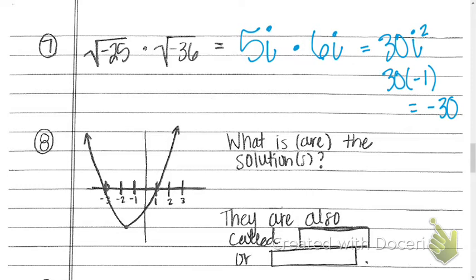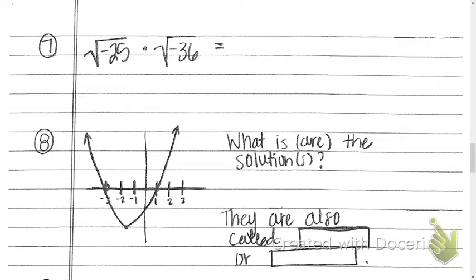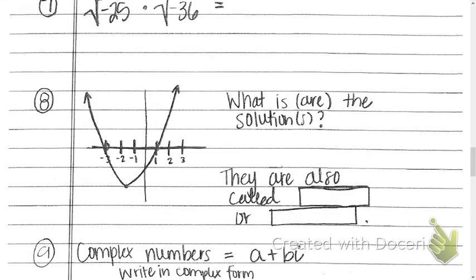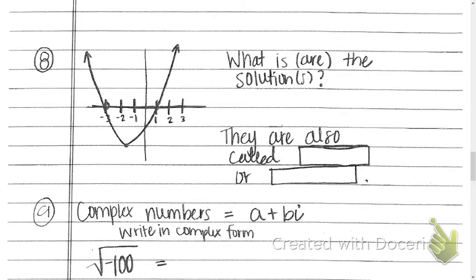Questions? Number 8 is so easy. What are the solutions? Negative 3 and 1. You're literally just writing or typing where they cross. So a negative 3 and a positive 1.